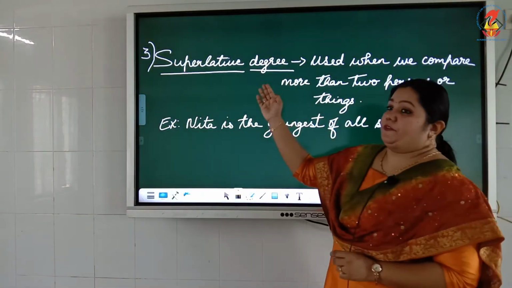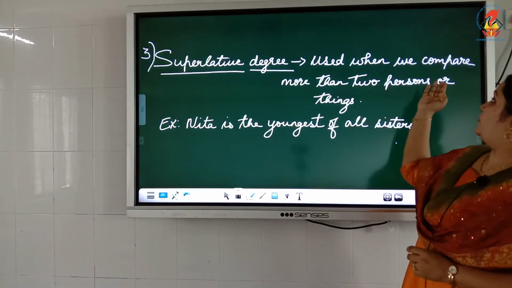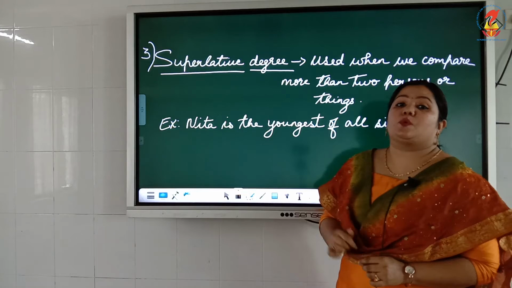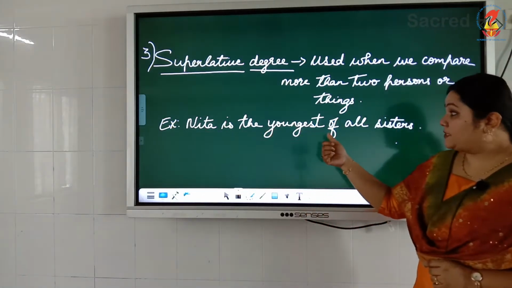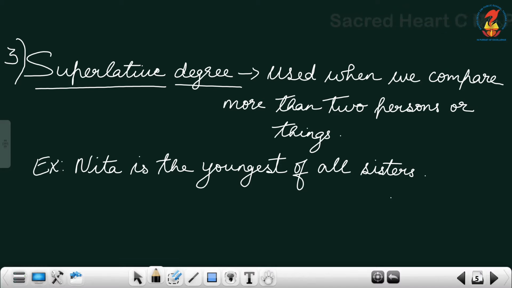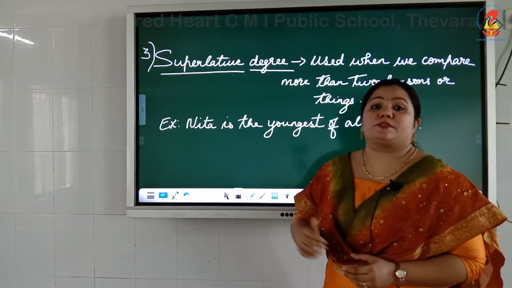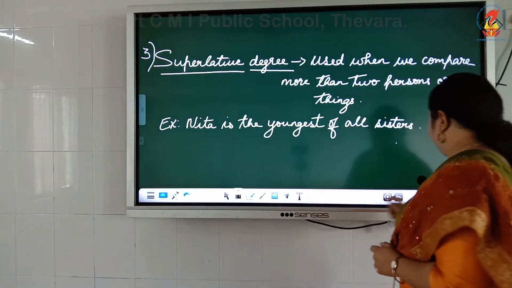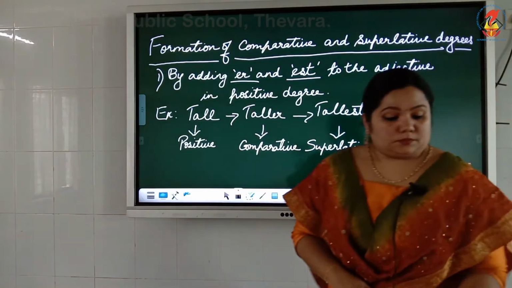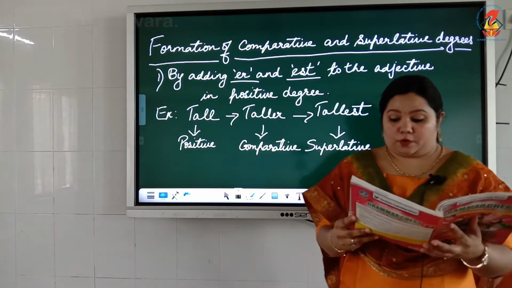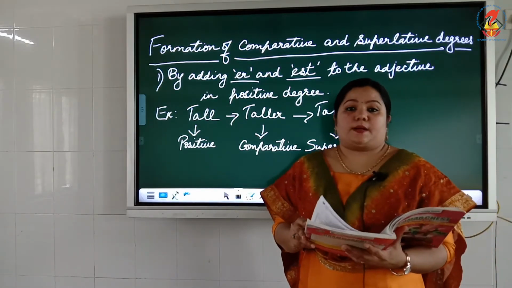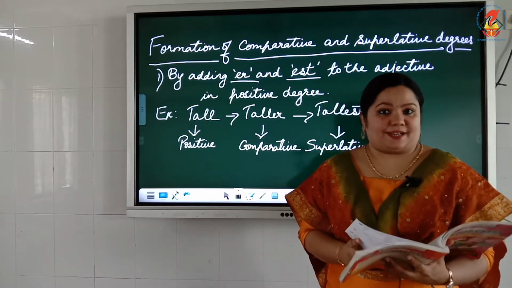In the same way, superlative degree is used when we compare more than two persons, animals or things. And look at the sentence, Neeta is the youngest of all sisters. So we are comparing all the sisters and we are saying Neeta is the youngest. Okay, so this sentence is in the superlative degree of comparison. Okay, and children, in your textbook on pages 44 and 45, you have all the examples given there. I want you to go through it and understand.